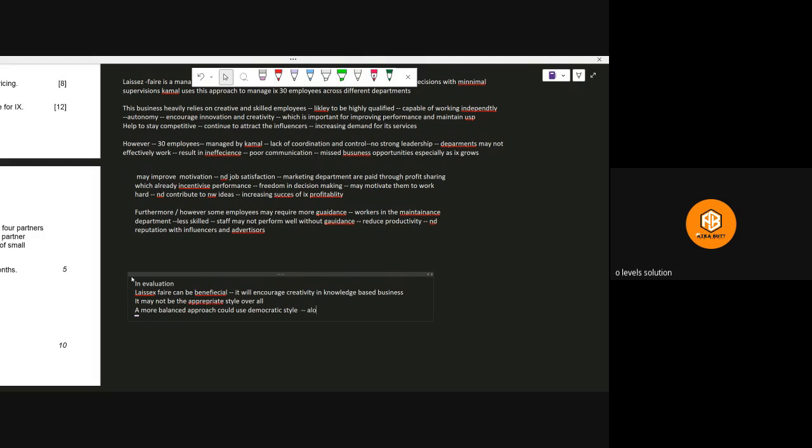Allow freedom but maintain coordination and control. And this would be important as IX expands and they require more structured management.